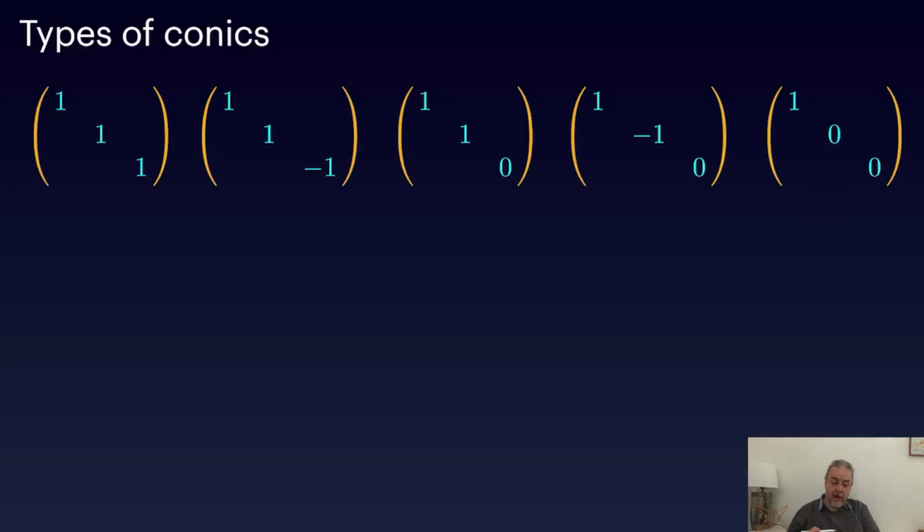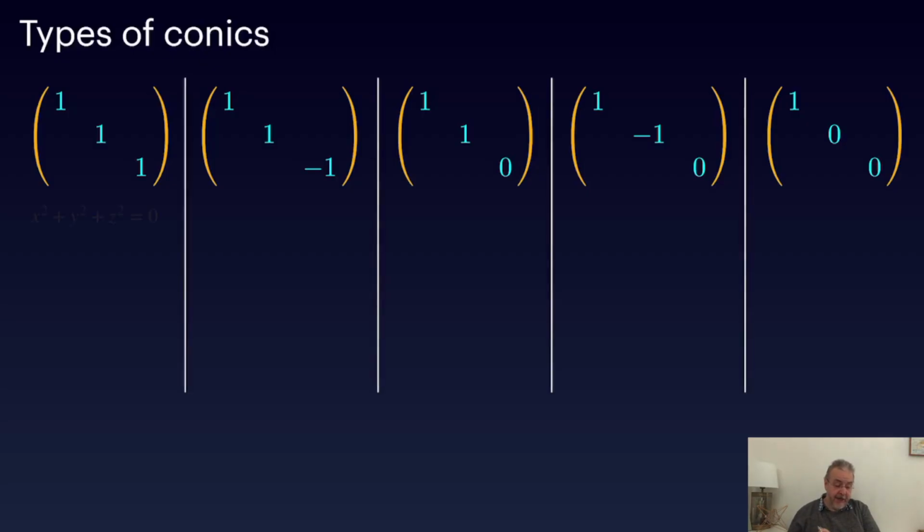You may wonder why there are not more types, like something like minus, minus, minus. But remember, a scalar multiple didn't change our conic, so a matrix A and minus A just give us exactly the same conic. So I can really focus on the situation where I have a plus 1 in the first spot. So let me write down the equations that you get in each of those cases.